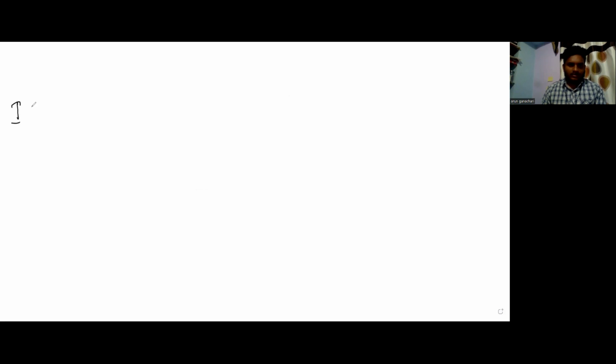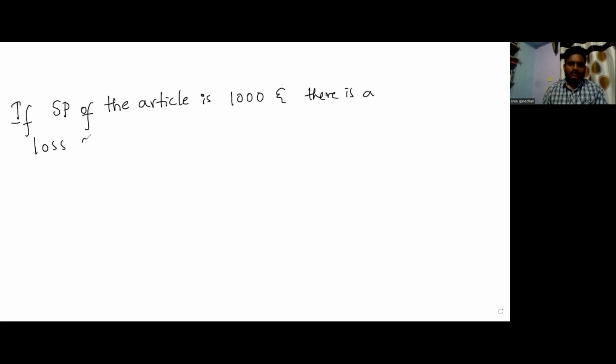Take down. If the selling price of the article is 1000 and there is a loss of 20%, then what is the cost price?